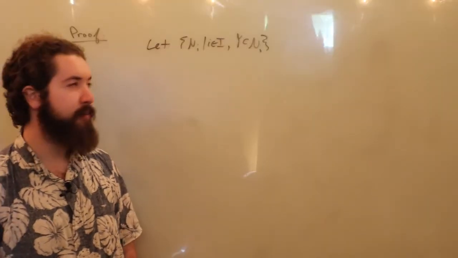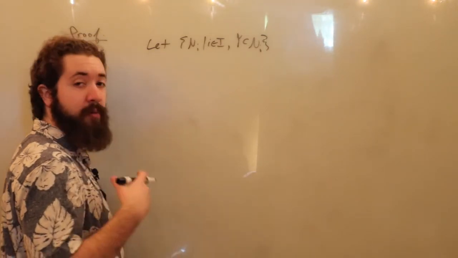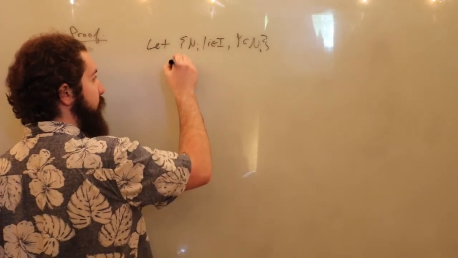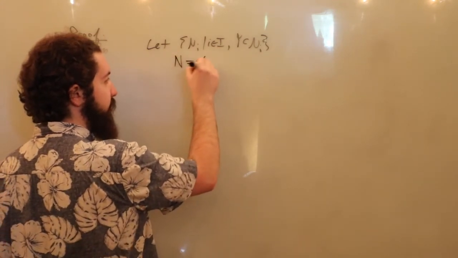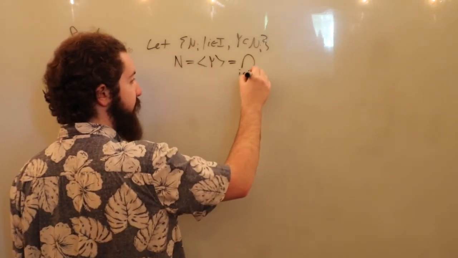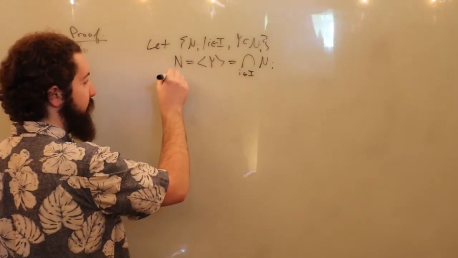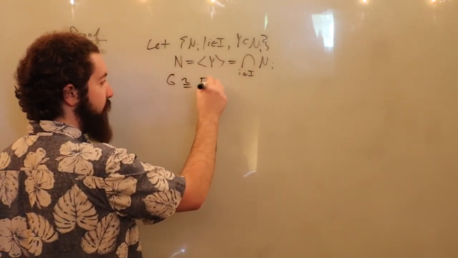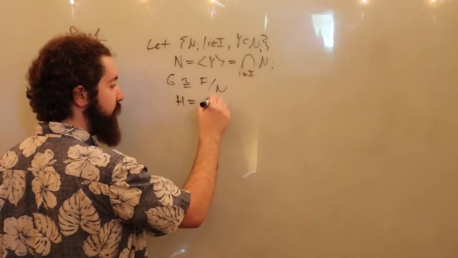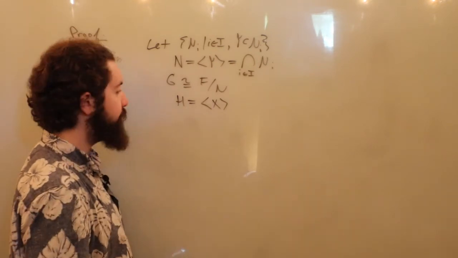All right, so proof. Let N sub I once again denote the family of normal subgroups in F containing Y. And so we're going to define capital N to be this normal subgroup of F generated by Y, which is of course just this intersection, just as before. And we're going to assume from the beginning that G is isomorphic to F quotient N, and that H is also generated by X, or rather by the inclusion of X in H.